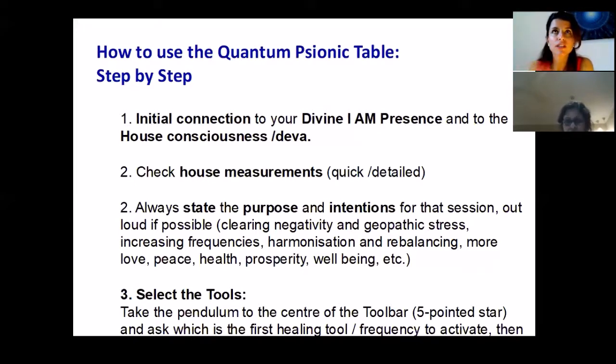We ask for harmonization, rebalancing at all levels. We'd like to increase the feelings of love or of peace, health, prosperity, well-being, etc. You can then ask for whatever you think is relevant for that house. And then we normally just say the intentions. I like to spin my pendulum while I'm saying the intentions. So I normally do it over the spiral. So I just say whatever I'm intending to do. Then I let the pendulum stop. And then we proceed to the selection of the tools.